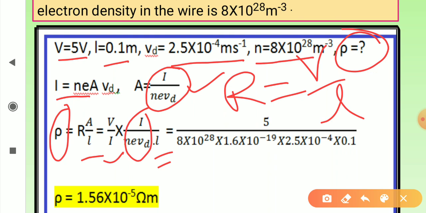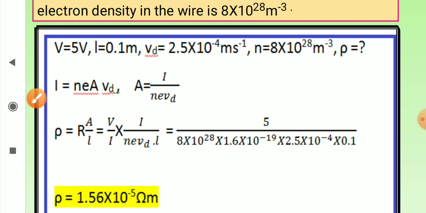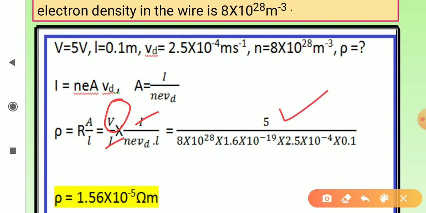Now trying to simplify it, this I and this I cancelled out, right? So we are left with V upon neVdL, right? So now after cancelling all that, we are left with V, which is 5 volt, and neVdL. So n is number density of electrons, 8 × 10^28. e is charge on electron, 1.6 × 10^-19 coulomb. Vd is 2.5 × 10^-4 meter per second. And length L of conductor is 0.1 meter.